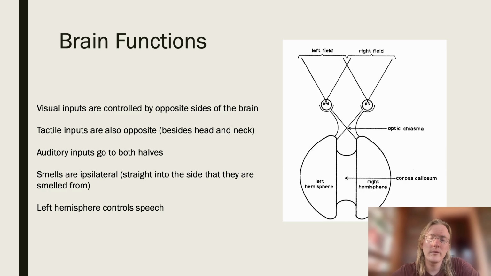Now, a little bit of background on how the brain works. Visual inputs are controlled by opposite halves of the brain. So things that your right eye sees are processed on the left side of the brain first, and things that your left eye sees are processed on the right side of the brain first. Tactile inputs from your hands are the same way, so the right hand is controlled by the left brain, and the left hand is controlled by the right brain. Smells are different. Smells are ipsilateral, meaning each nostril goes to the same side of the brain.